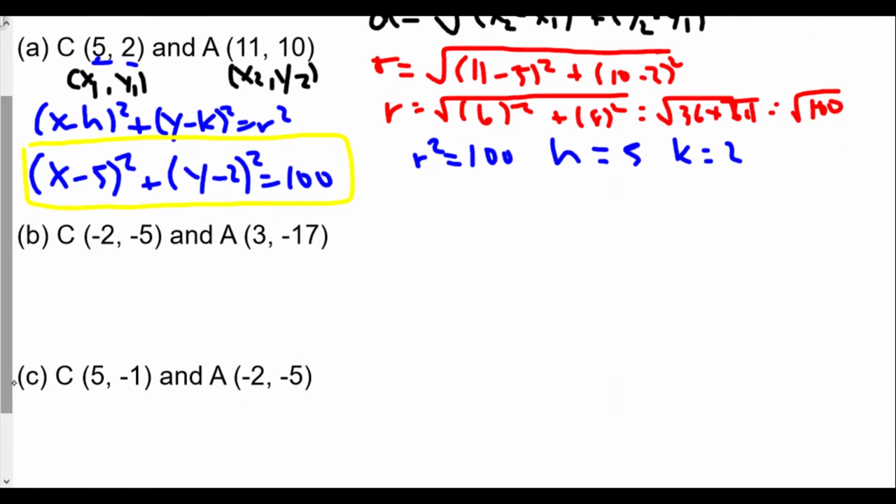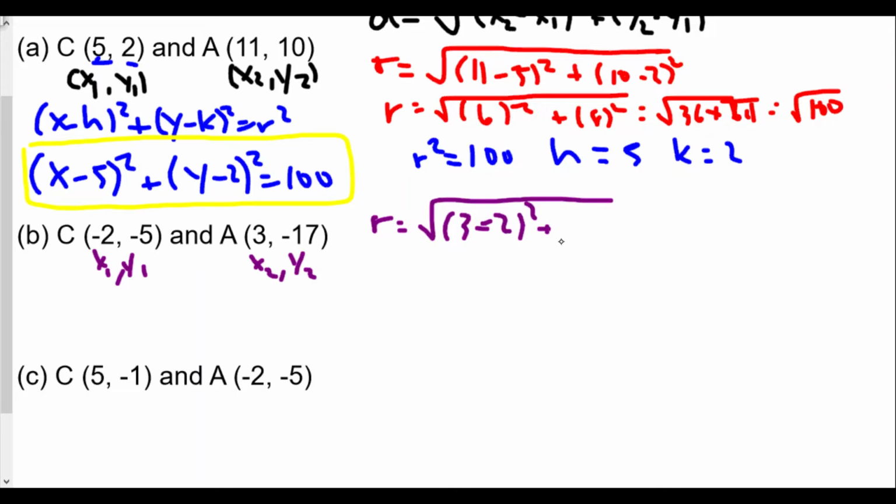So let's do part B. Again, we'll label our x1, y1, and x2, y2. And so r is equal to the square root of 3 minus negative 2 squared plus negative 17 minus negative 5 squared. And that's going to give us the square root of 3 minus negative 2, which is 5, squared. Negative 17 minus negative 5 is the same as negative 17 plus positive 5, which will mean we'll get plus negative 12 squared.